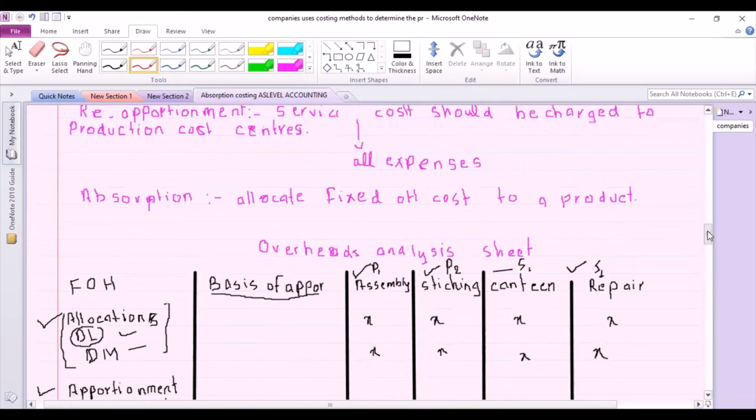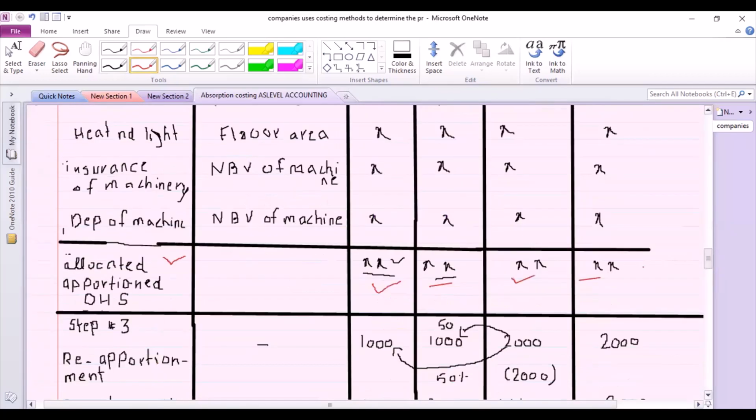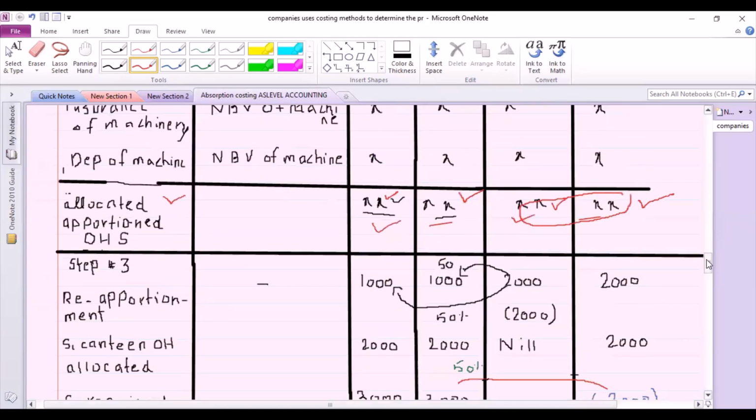So in reapportionment, we spread, or you can say charge, or share all the service costs to the production cost centers. Basically, the service allocated apportioned overheads that we have here, we will share into both production centers, both production departments P1 and P2. Basically this is called reapportionment.